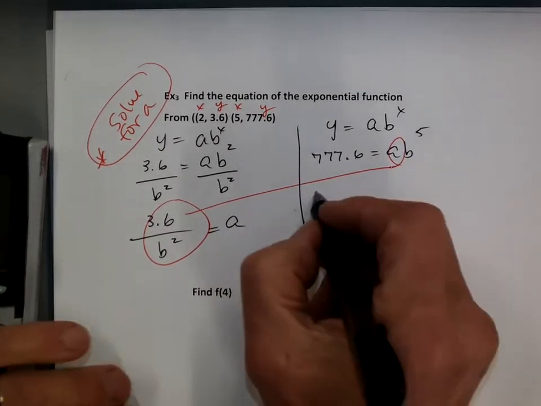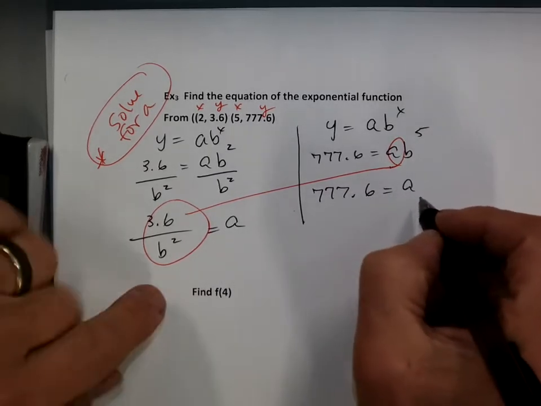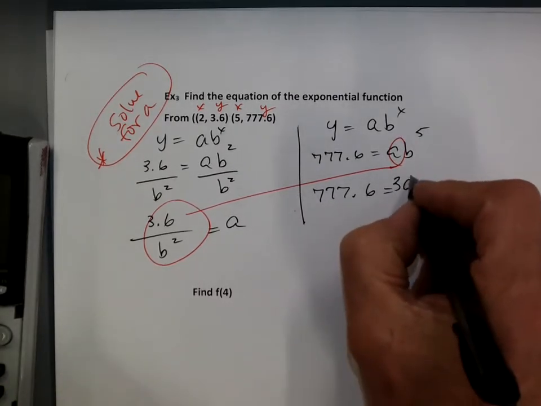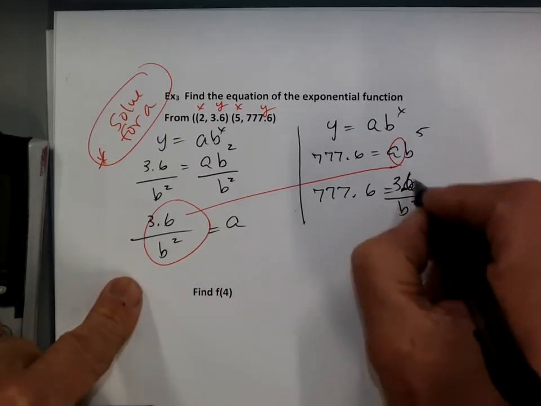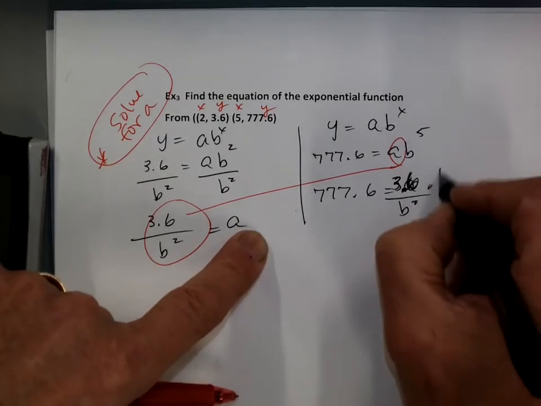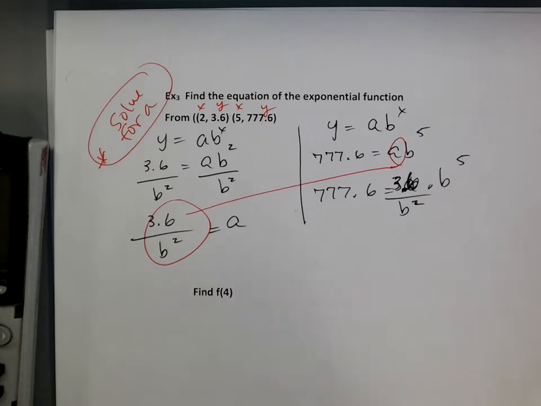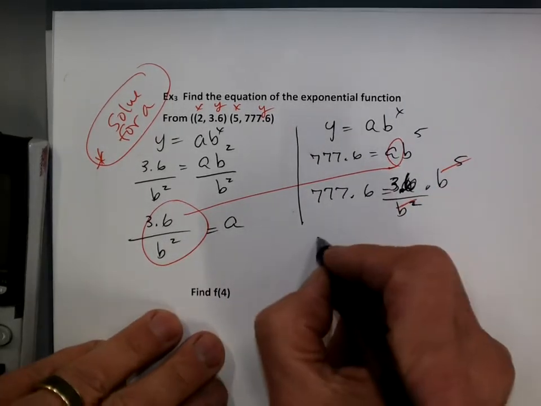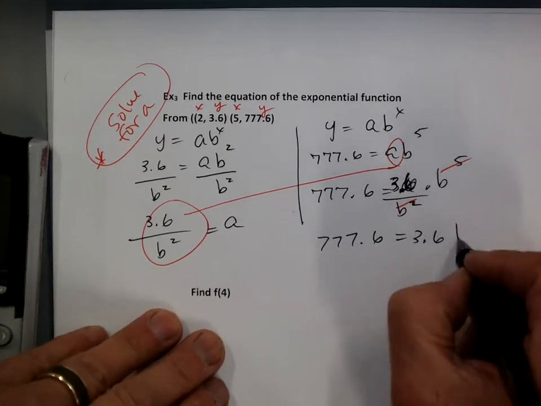So I've got 777.6 equals, well, not a anymore, but what a is equal to, 3.6 over b squared, sorry about the sloppiness, times b to the 5th power, okay? All right. So what happens? Well, let's see. 2 of these will cancel with 2 of these. I'll be left with b to the 3rd, so I'll have 777.6 equals 3.6 b to the 3rd.